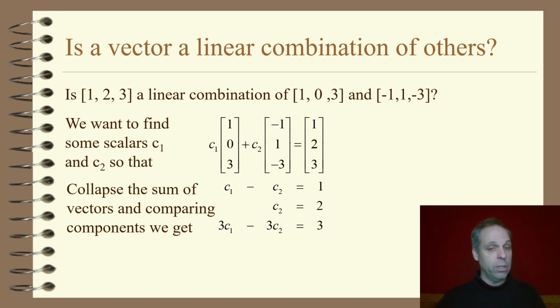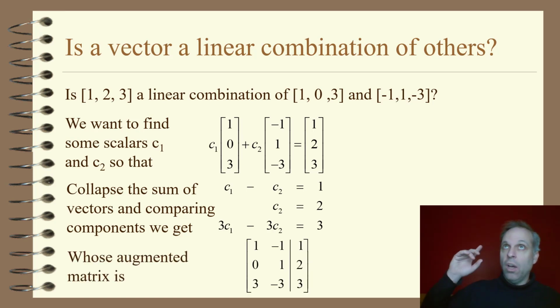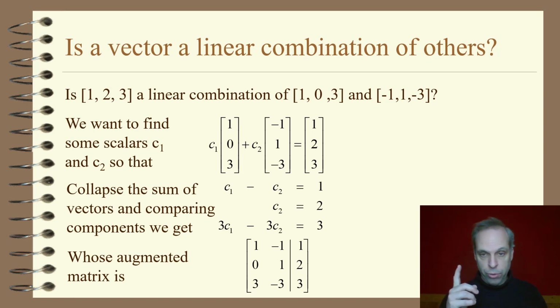From here, we could then look at the corresponding augmented matrix. Now the question is, are there scalars where this is true? If there are scalars where the system has a solution, that means that this augmented matrix must correspond to a consistent system. So to find out if a system is consistent, it's pretty easy.